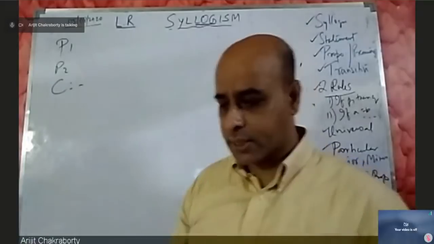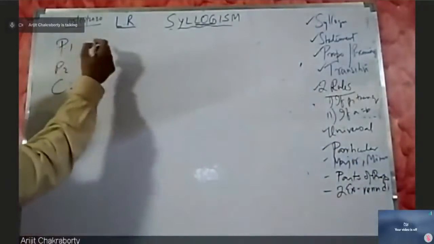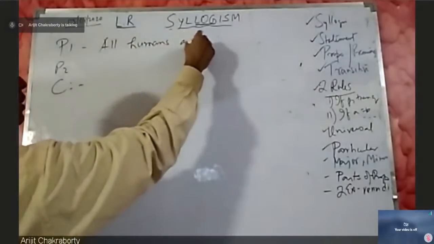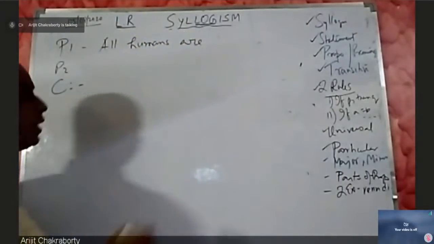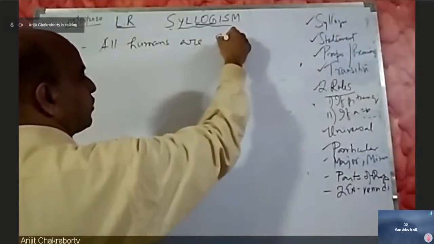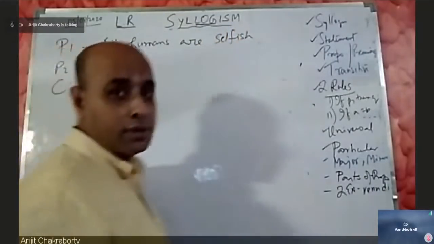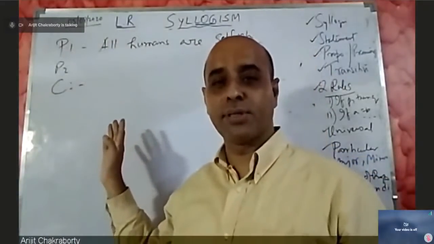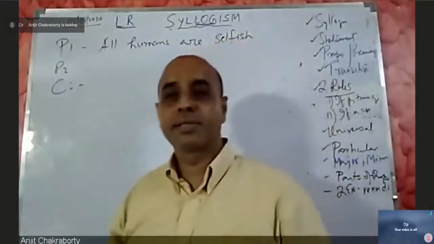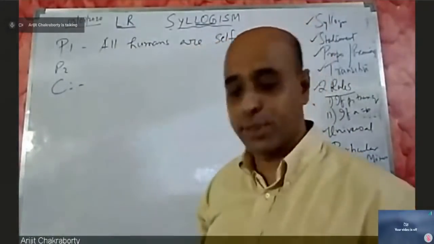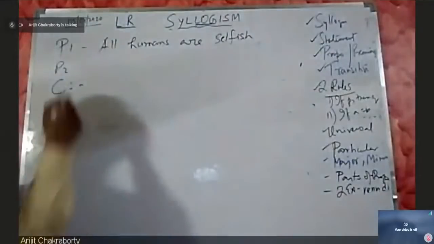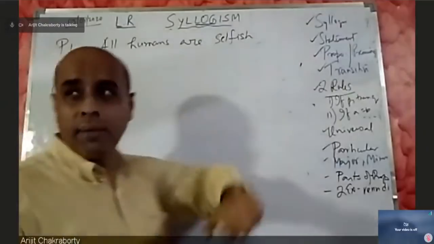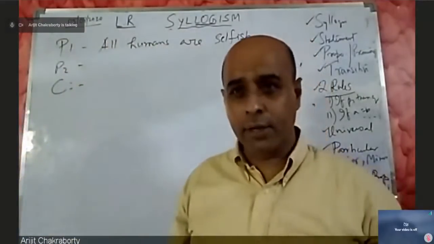The statement is statement 1, proposition 1. All humans are selfish. Well, I'm not judging. There are many people who are not selfish. Please don't take it from a judgment perspective. It's only a statement. All humans are selfish. Okay. Next, this is the major premise or the major proposition. Now I'm taking the minor premise or the minor proposition.